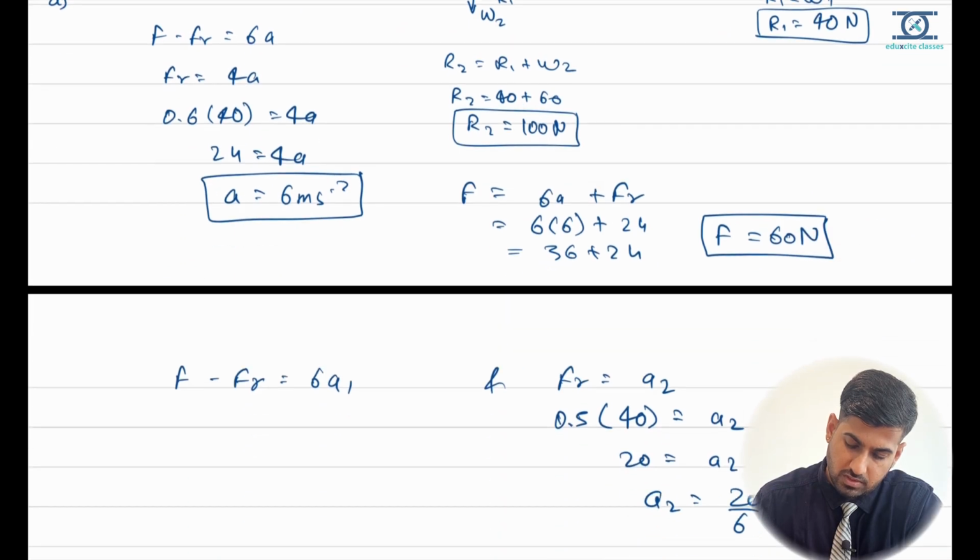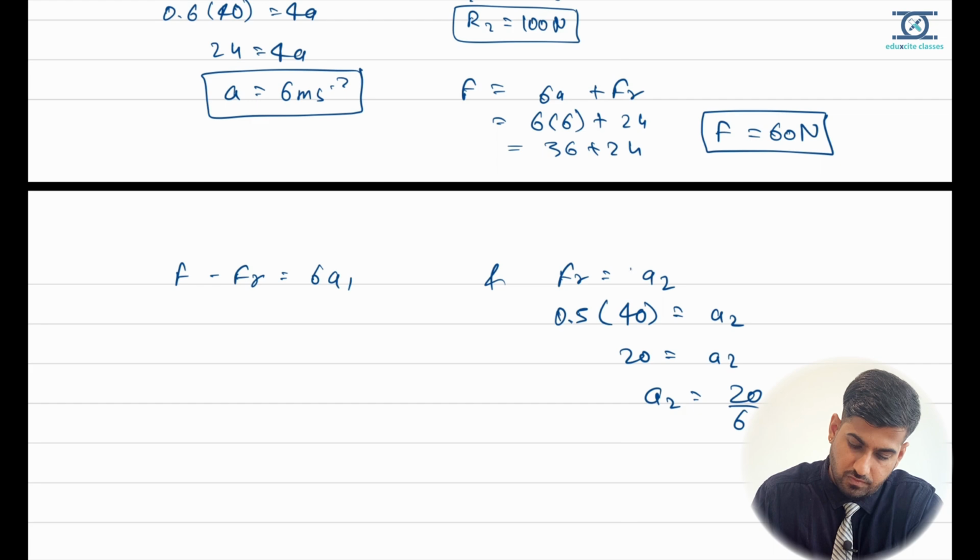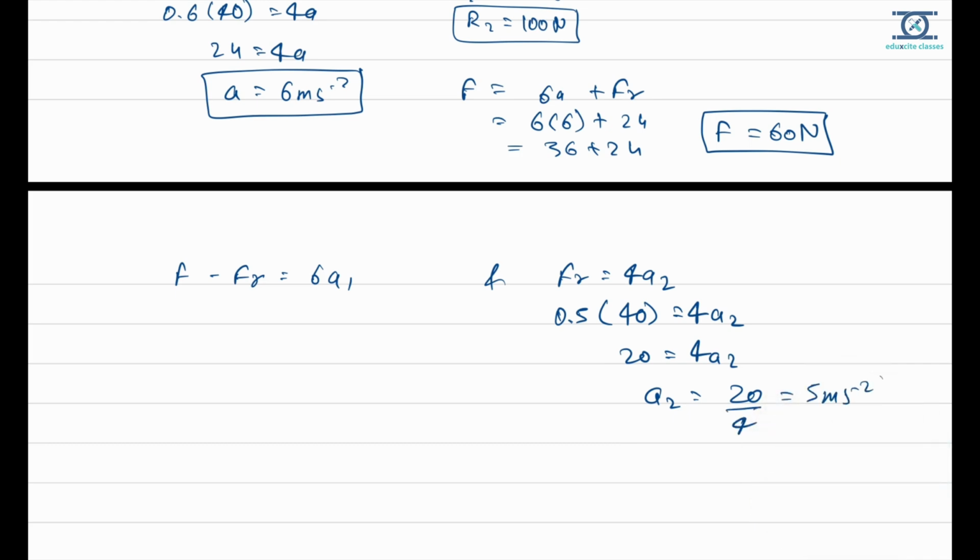The second, upper block is 4, so it will be 4A2. So 20 by 4, 5 meter per second square.